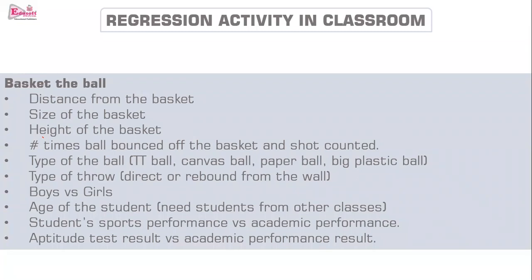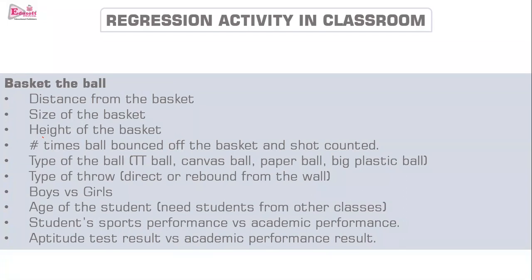Another variable is the number of times the ball actually went into the basket and popped off, if you count that shot, how many times this happened. So these are the possible variables I have suggested: boys versus girls, age of the students. You can involve multiple classes. You can bring in small kids from primary class, grown up kids from class 12, from class 6, class 10, and see, depending on age, how skillfully they are able to do that. So this way you can collect the data and perform regression analysis.